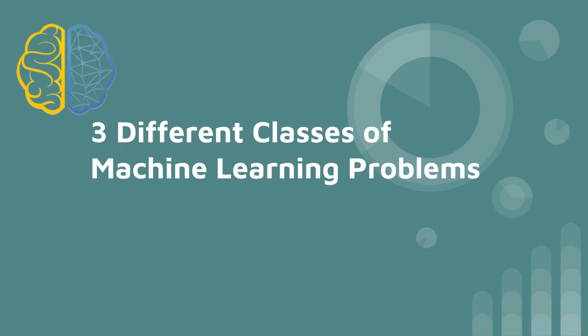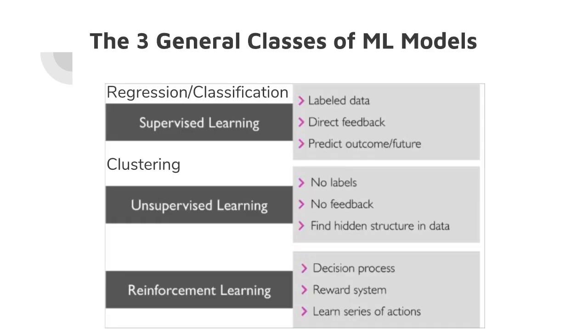All right, so what are some examples of different machine learning problems? So we have supervised learning, unsupervised learning, and reinforcement learning. In supervised learning, we're usually given labeled data, and our model is trying to find a relationship between the input data and the output data. And we usually want to predict a categorical outcome, in which case we do classification, or a quantitative outcome, in which case we do regression.